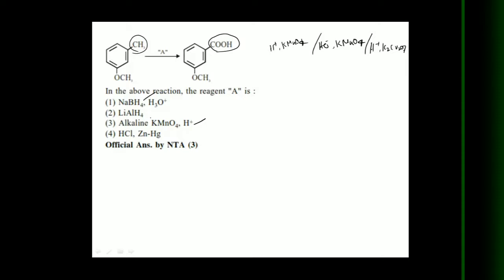Sodium borohydride has no effect, lithium aluminum hydride no effect, and HCl with Zn-Hg, which is the Clemmensen reduction, no effect. Only the third one, alkaline KMnO4 followed by acid workup, gives the carboxylic acid. Here the point is it is an alkaline KMnO4.